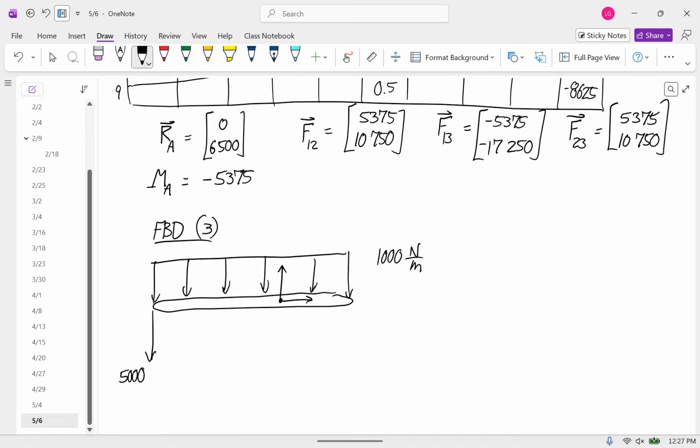And so I'm going to take this vector that I got for F13, and I want the opposite of that. So this is 5375, 17,250. And then this force is the force on 3/2, which is negative F23. So that one is negative 5375, negative 10,750.